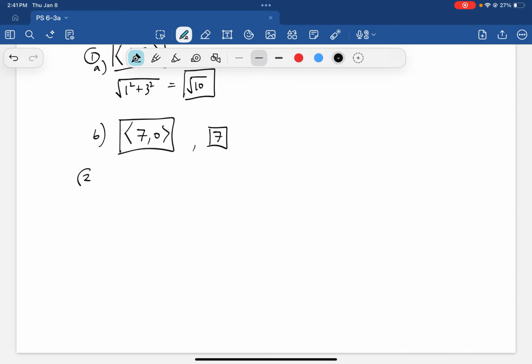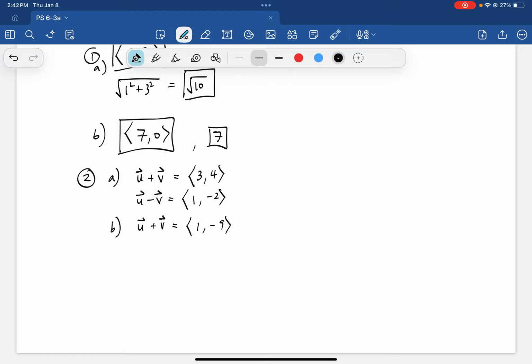Let's do question 2. Alright, so this is just some vector addition. I don't think I really went over this during the lecture, but it's pretty straightforward. When we add vectors, their components add respectively. So u plus v here is going to be 3, 4, and u minus v is 1, -2. For part B, u plus v is 1, -9, and u minus v is -1, -5.